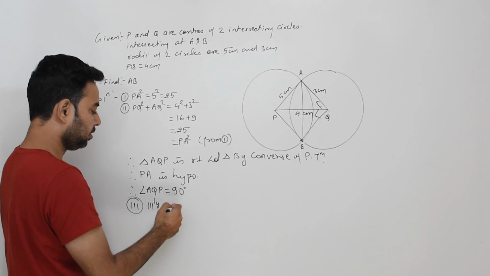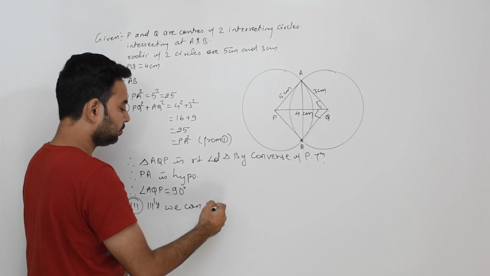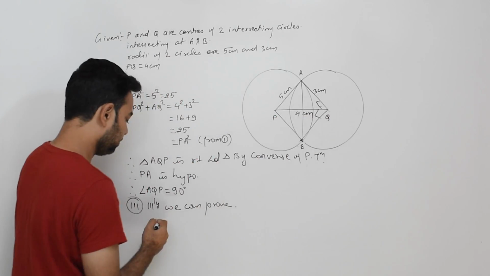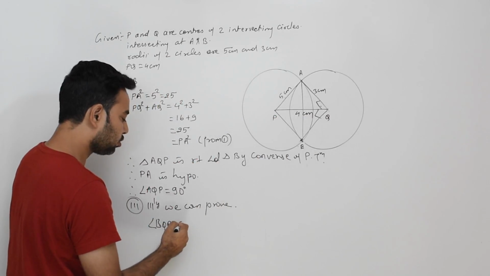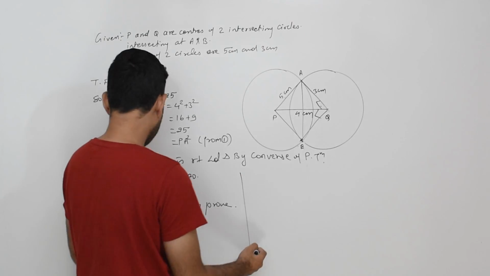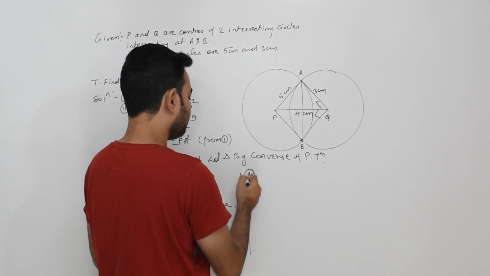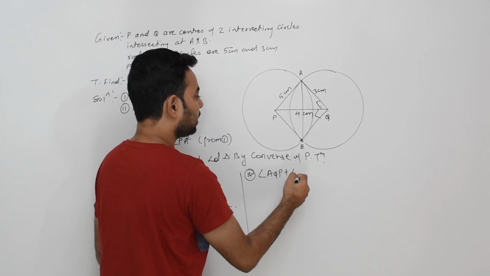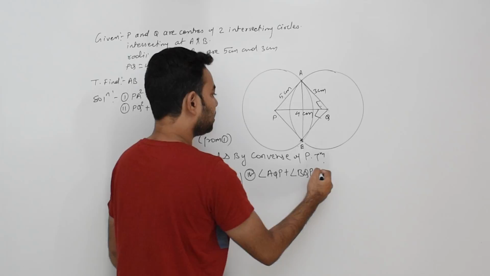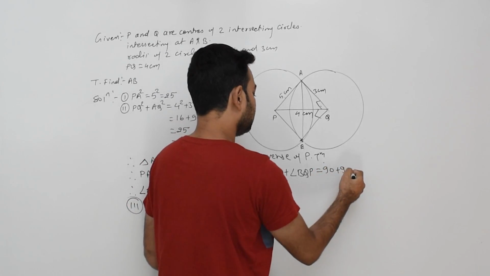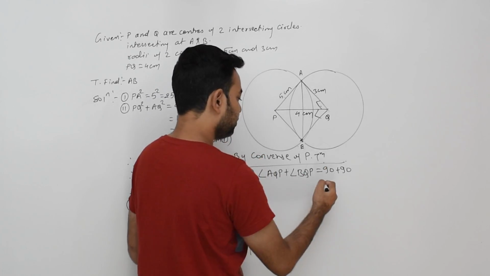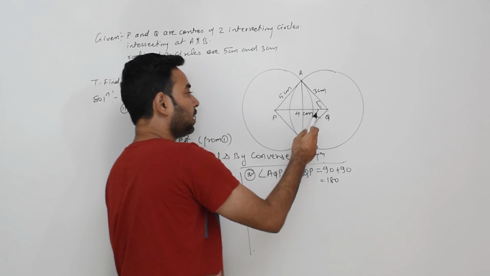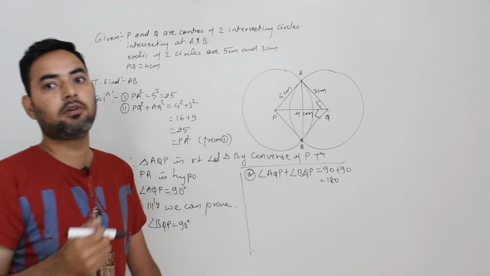Similarly we can prove angle BQP is also 90 degrees. If it is 90 degrees, then angle AQP plus angle BQP is equal to 90 plus 90. It means that it is equal to 180. Now adjacent angles summing to 180 means what? It forms a linear pair.